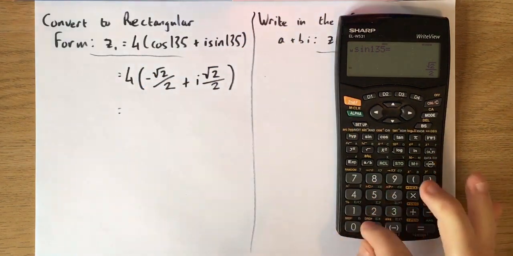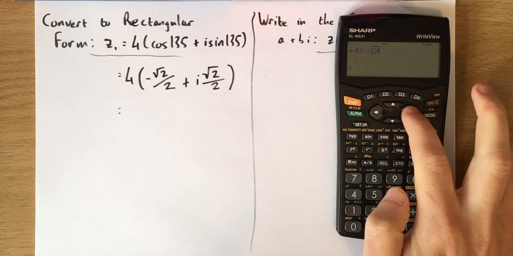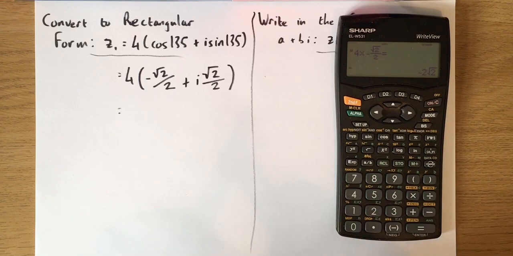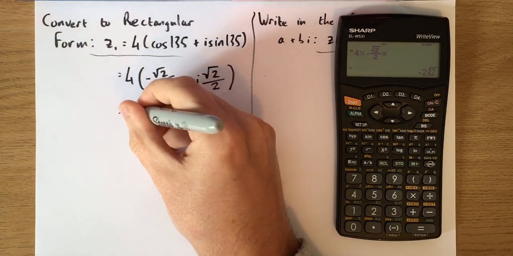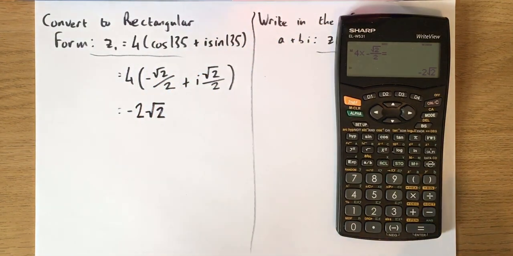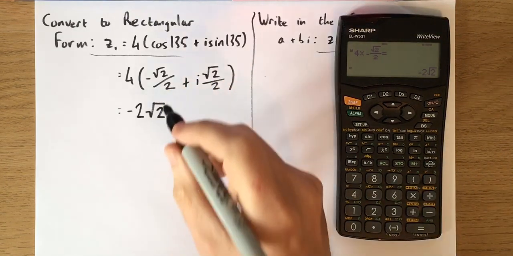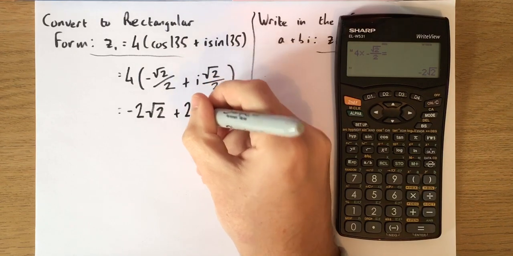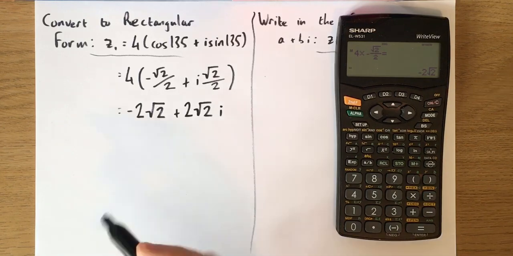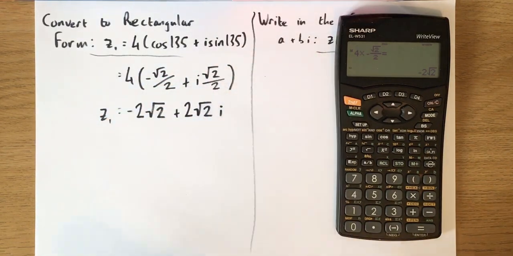Multiply the 4 in then. So 4 multiplied by minus root 2 over 2 is minus 2 root 2. And 4 multiplied by root 2 over 2 is just going to be plus 2 root 2, so plus 2 root 2 i. So that's my rectangular form, a plus bi.